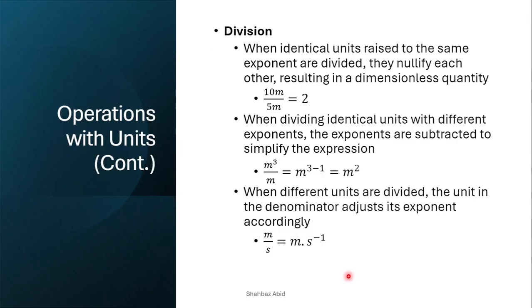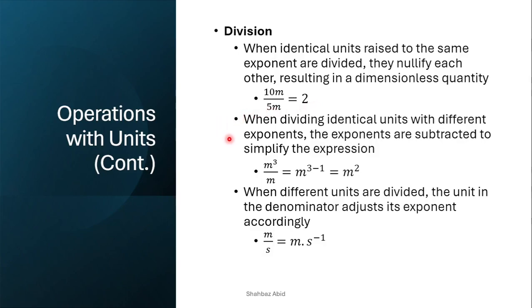In the case of division, when I divide two identical units with the same power, it gives me a dimensionless quantity. It does not have any unit. So if I divide 10 meters by 5 meters, I cancel out the two meters, and 10 divided by 5 is equal to 2. So it is actually without any unit.